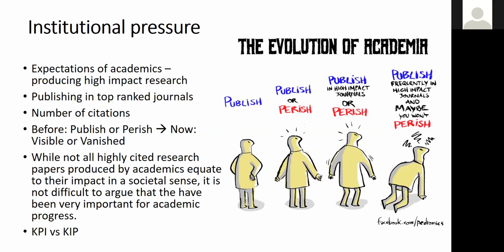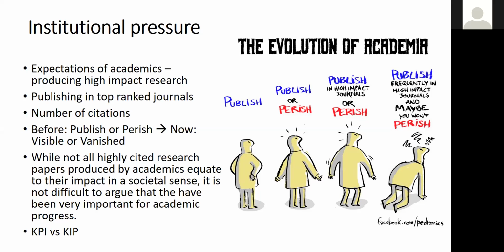So visibility becomes important. You may be producing a high impact publication, but if it is not visible, then you will still vanish. So number of citations, yes, it is still key, but it is not everything. The impact of the research becomes as important. While not all highly cited research papers produced by academics equate to their impact to society, it is not difficult to argue that research that has no value in terms of impact needs to be discussed further.